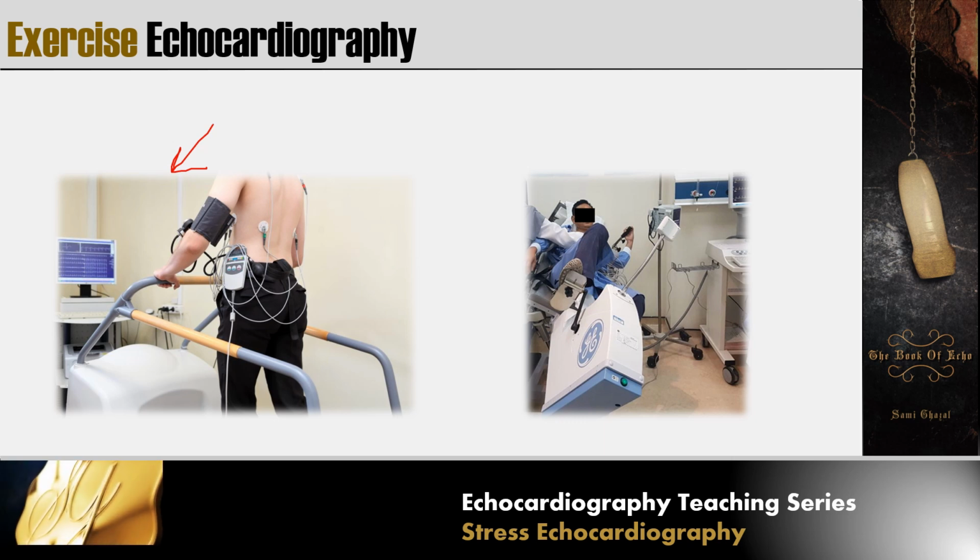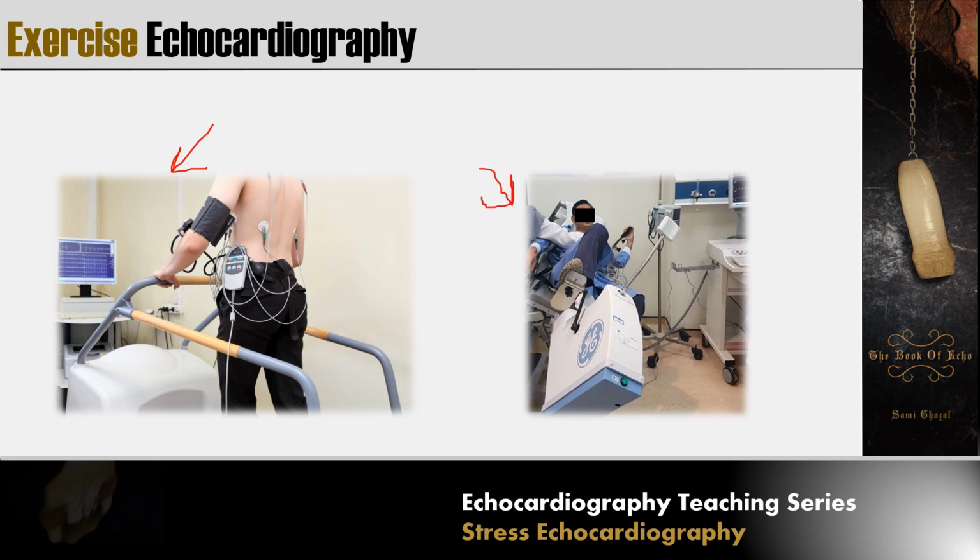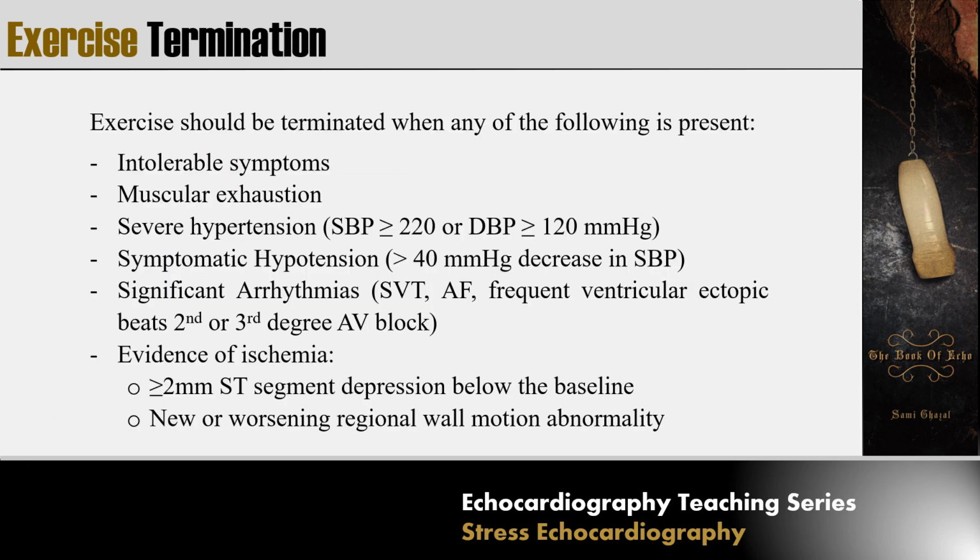However, for the bicycle, as you can see here, it is a supine bicycle or semi-recumbent bicycle. It has the advantage of image acquisition during exercise that will give more scanning time, that allows for more images, and hemodynamic data can be acquired.